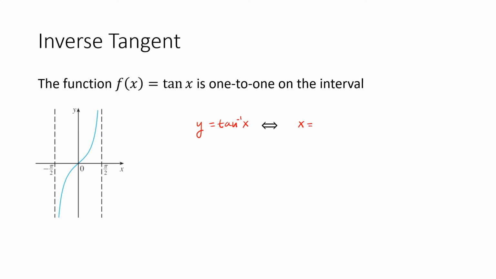if x is equal to tan of y, where y is strictly between negative pi over 2 and positive pi over 2. And notice that we can't include those endpoints because we have vertical asymptotes in the graph of tangent there. So tan of pi over 2 or tan of negative pi over 2 is undefined.